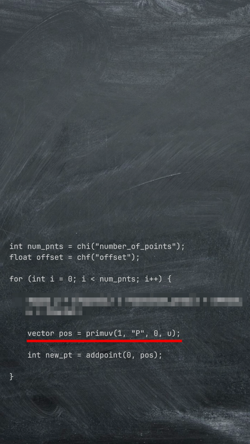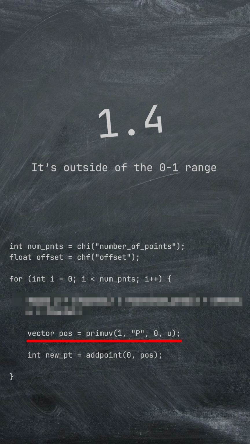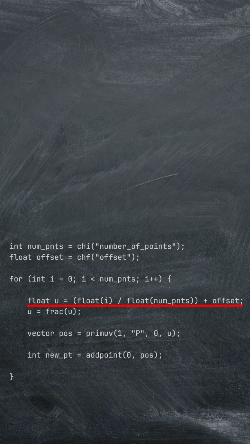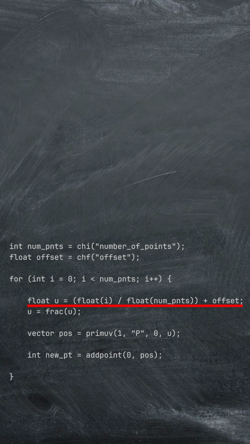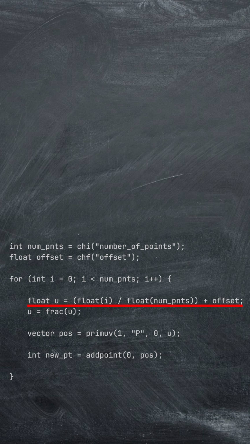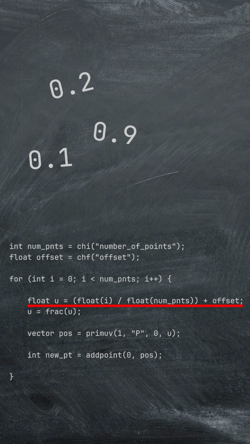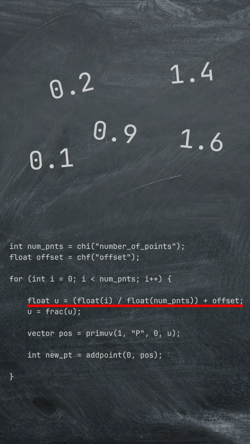Notice how we run into trouble if we have values such as 1.4. This is where the function frac comes into play. First, we have to create a U parameter by dividing the current iteration with the total number of iterations available plus an offset. This will yield numbers like 0.1, 0.2, 0.9, but due to us wanting to use an offset, we will have numbers like 1.4, 1.6, etc.